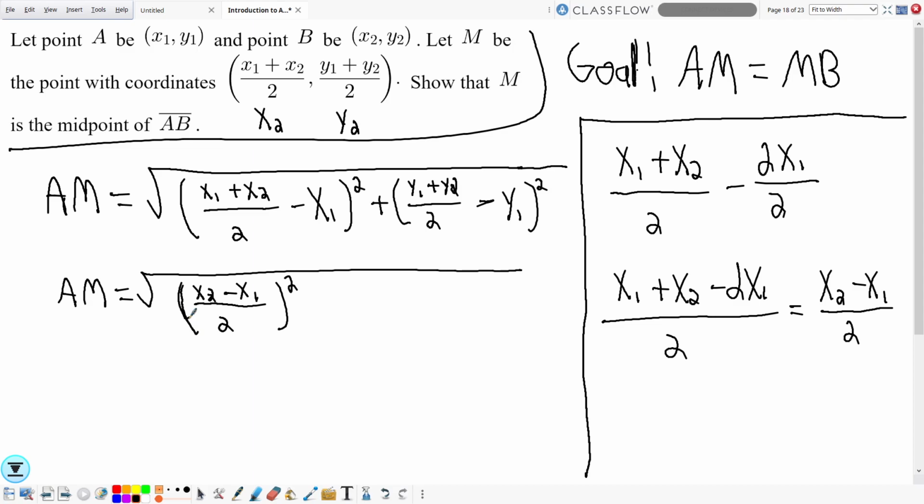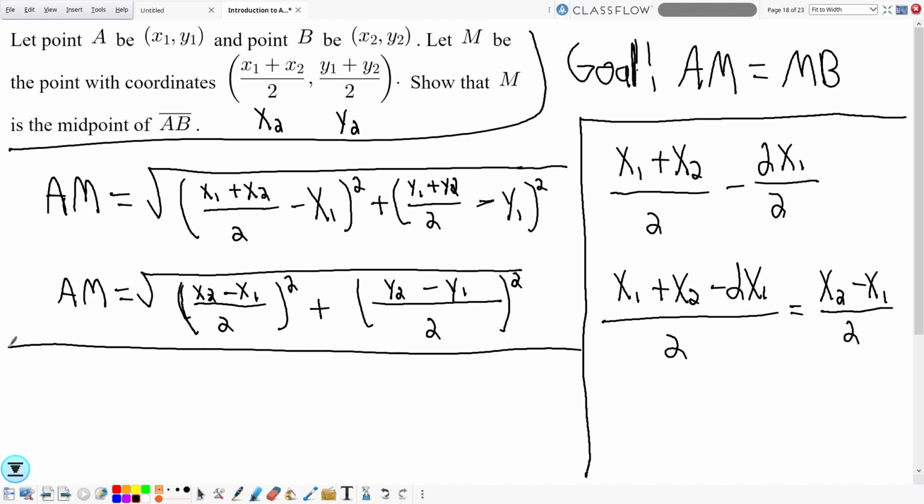And the same logic we can use for the y's. Imagine if I changed all the x's over on this right-hand side to y's, and the same thing happens. So this part right here is going to simplify to y2 minus y1 over 2 squared. And that's pretty much as far as I'm going to take it for now. So now let's calculate the distance of MB.